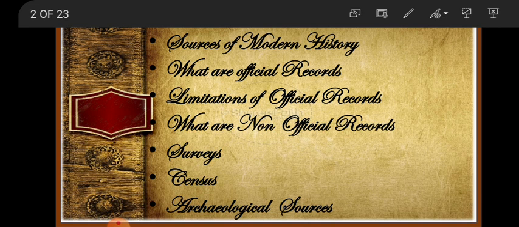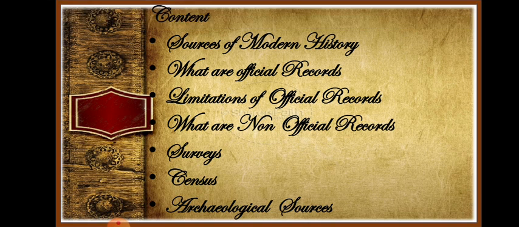Now before starting the chapter, let's have a quick view of the content. First, we will learn about the sources of modern history. Then we will learn what official records are, and see the limitations of official records. We'll see what non-official records are, surveys, what a census is, as well as have a look at the archaeological sources of modern history.